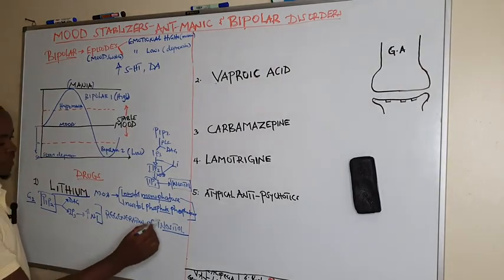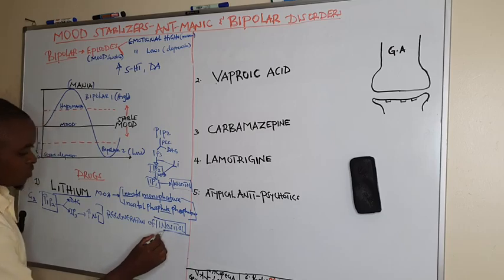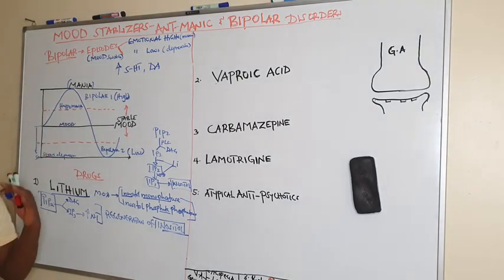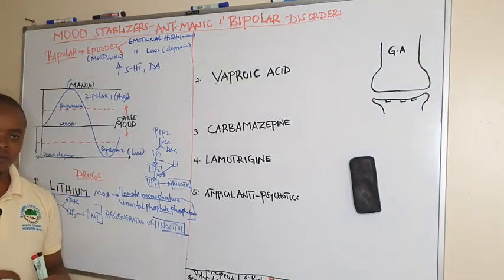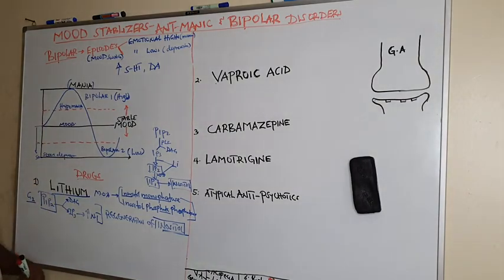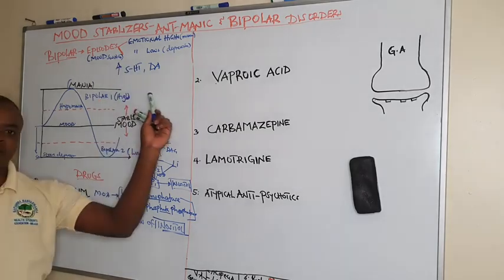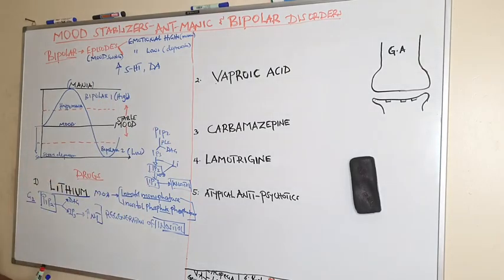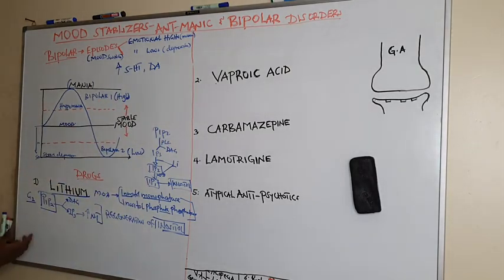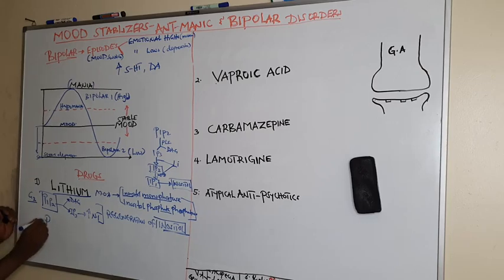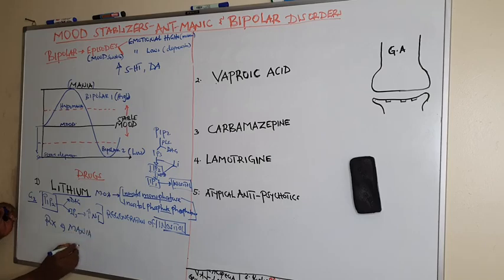After inhibiting the regeneration of inositol, there is no production of neurotransmitters. The major aim is to decrease neurotransmission. So that is what we can discuss under the mechanism of action of lithium. And the indication: we use it in the treatment of mania and hypomania.